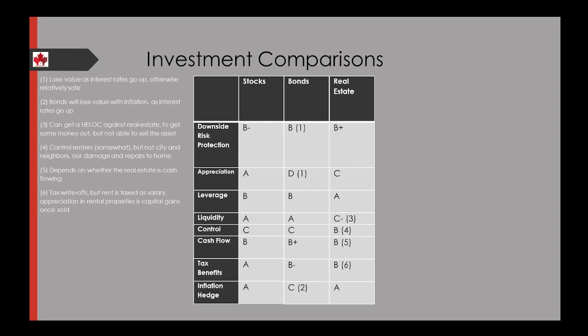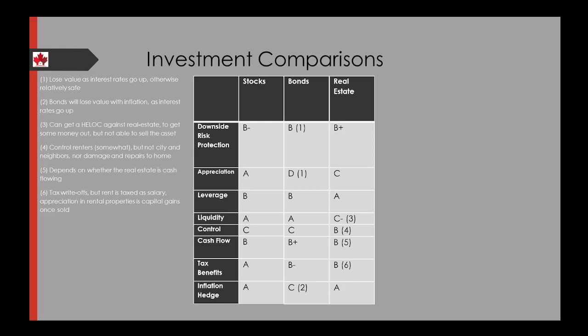Interestingly enough, rental income builds up RSP room, which I found out recently, which sounds kind of odd. The appreciation in rental properties is capital gains once the property gets sold. So you get taxed only on half the appreciation, which is quite nice. So that's why I'm sort of giving it a B.